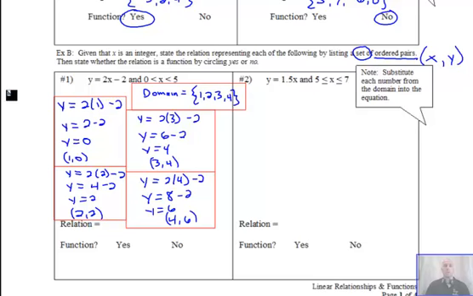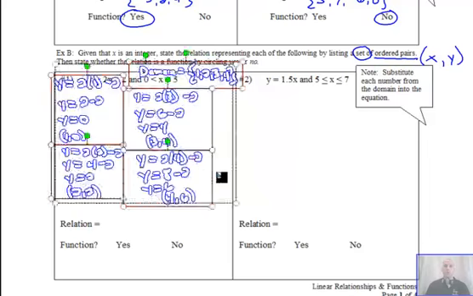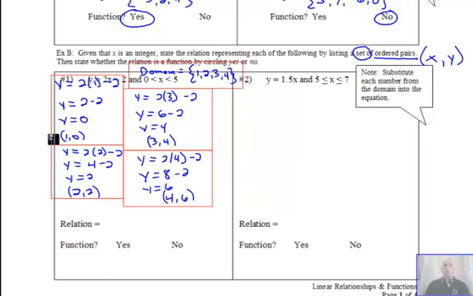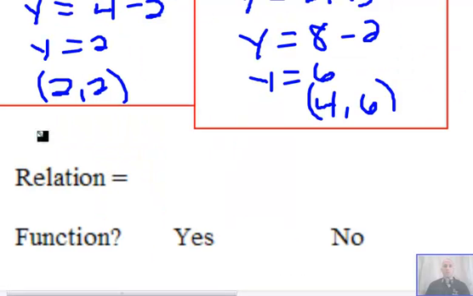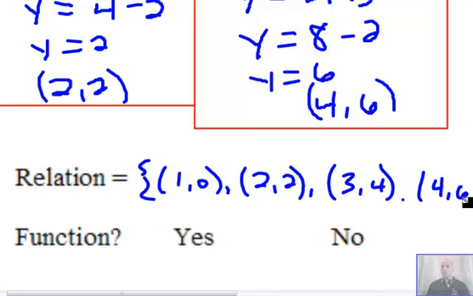So my relation, I'm going to move this stuff up a little bit, it's in my way. State the relation as a set of ordered pairs. So let's do that. So a set, and then I have the ordered pairs 1, 0, 2, 2, 3, 4, and 4, 6. And your set.